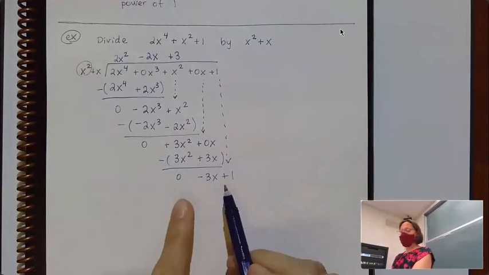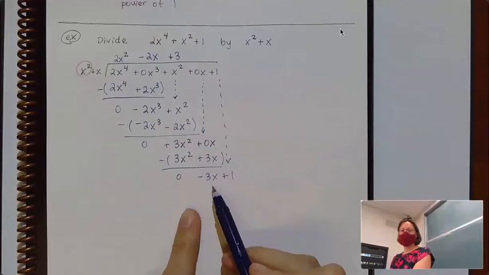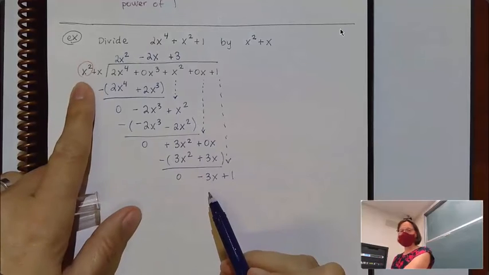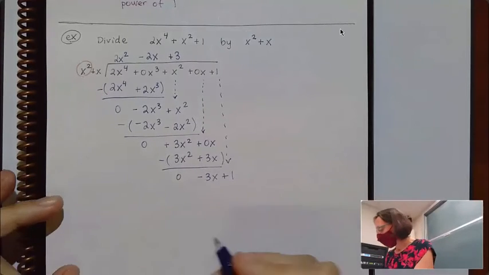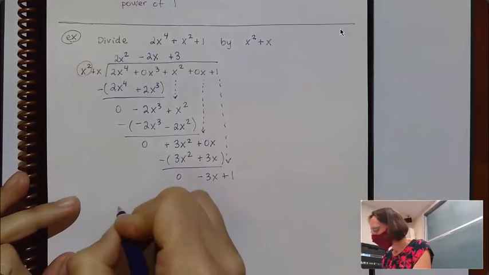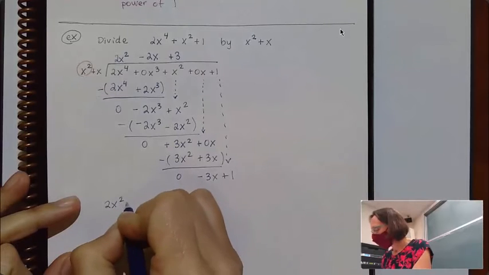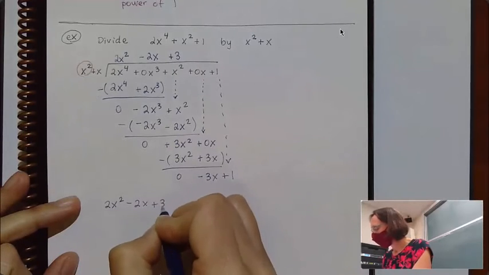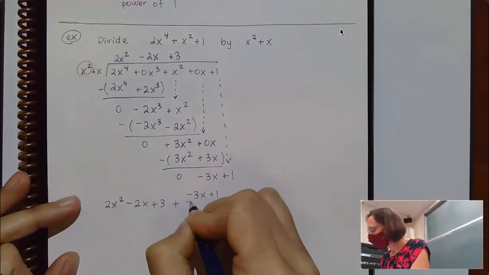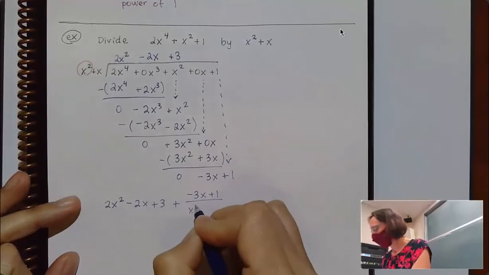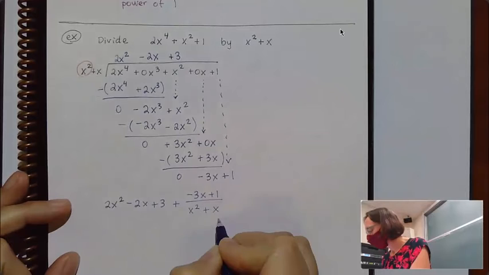But now I'm going to look at this and say my power down here is less than the power in my original divisor. So I'm done. And I'm going to say my answer is 2x squared minus 2x plus 3 plus negative 3x plus 1 divided by x squared plus x.